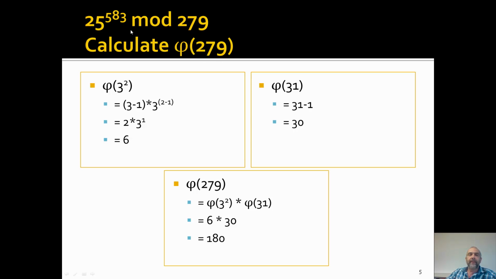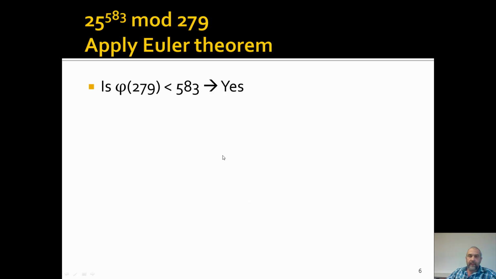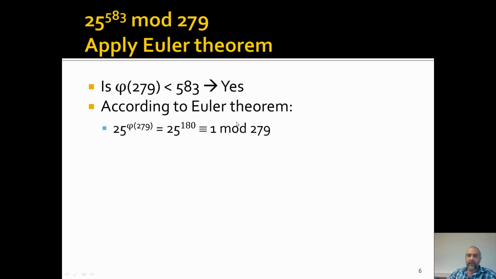Now we have to check, is that phi function smaller than our exponent? Our exponent value is 583, which is bigger than the phi number, so that's good. We can use Euler function. And remember, what does the Euler theorem say? It says, well, 25 to the power phi 279 is the same as 25 to the power 180, because the phi 279 is 180. We calculated that in the previous slide. That's congruent to 1 modulo 279. That's what the Euler theorem tells us.